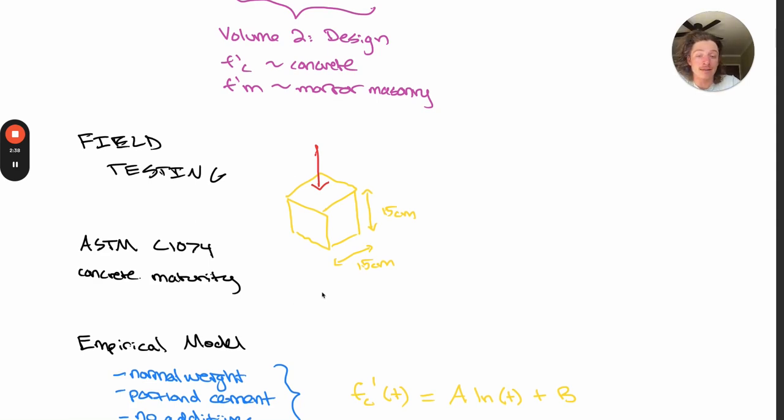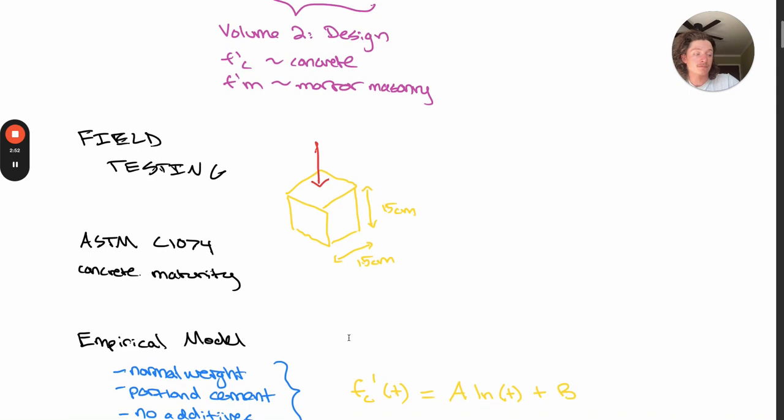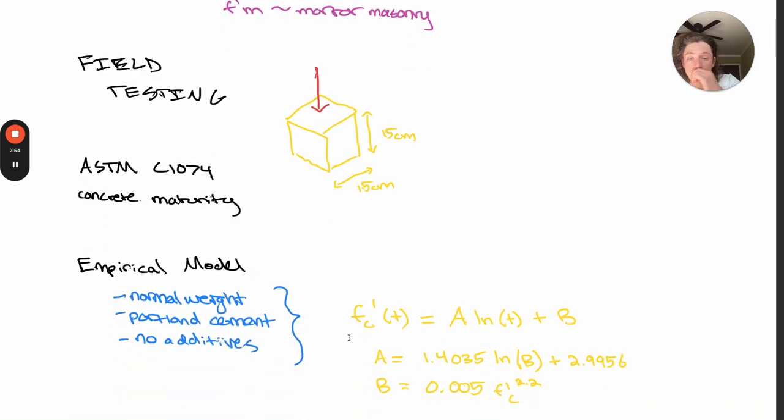numerically predicted strength as a function of the full strength of the concrete. So as a function of 28-day strength, we can use an empirical equation to calculate the compressive strength after a certain amount of time t in days. This model uses a regression model in the form of a times the natural log of t plus b that is empirically tuned to normal weight Portland cement concrete with no additives.